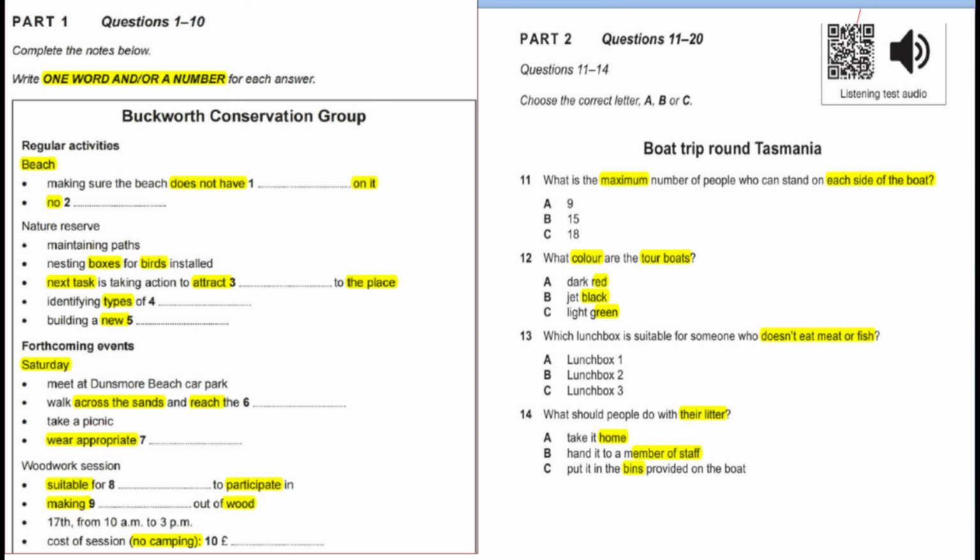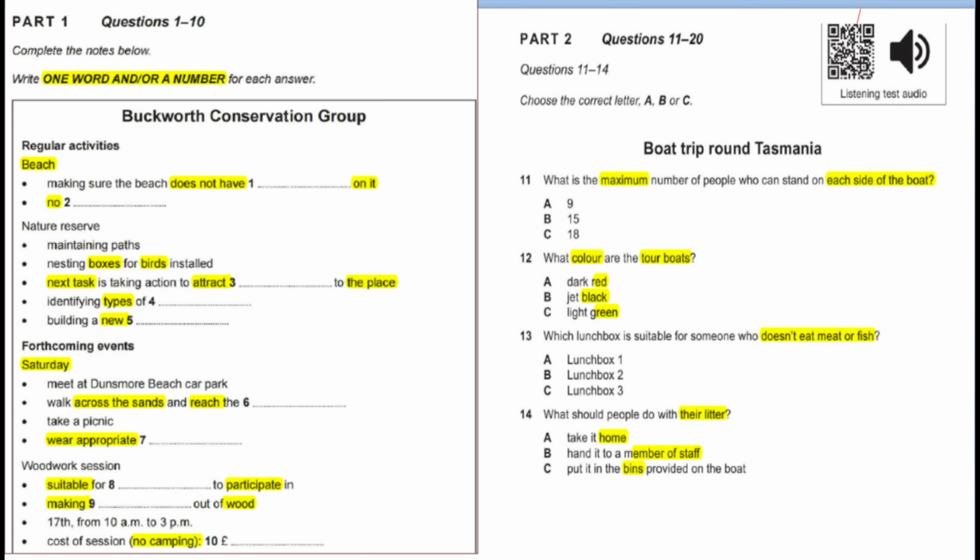First is Part 1, where you can see it says one word and or a number. You have some time to hear the conversation. While the speaker is speaking about the introduction, you're supposed to read from question number 1 to 5 and mark all the key points. As you can see, for question number 1, I've already marked "does not have dash" on it. For number 2, no dash.